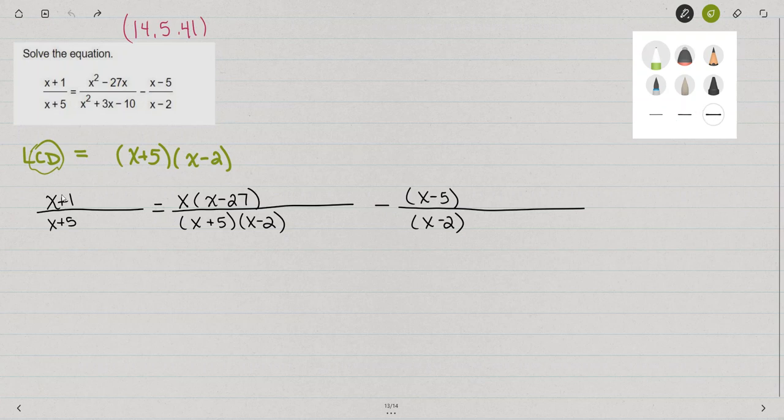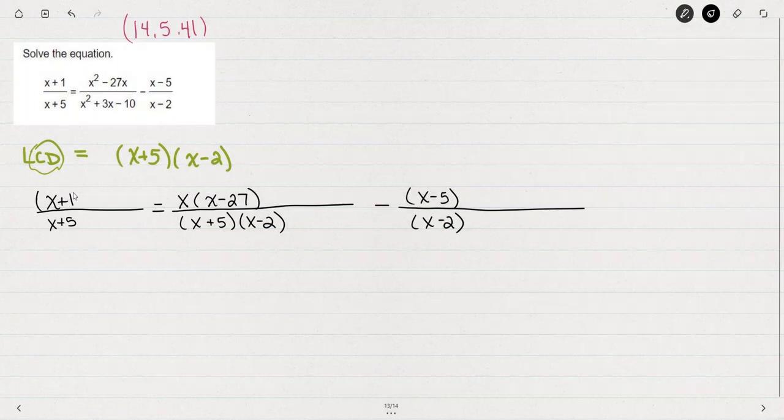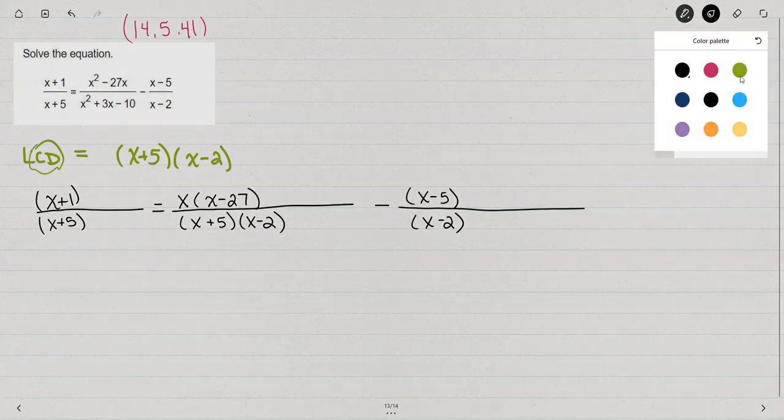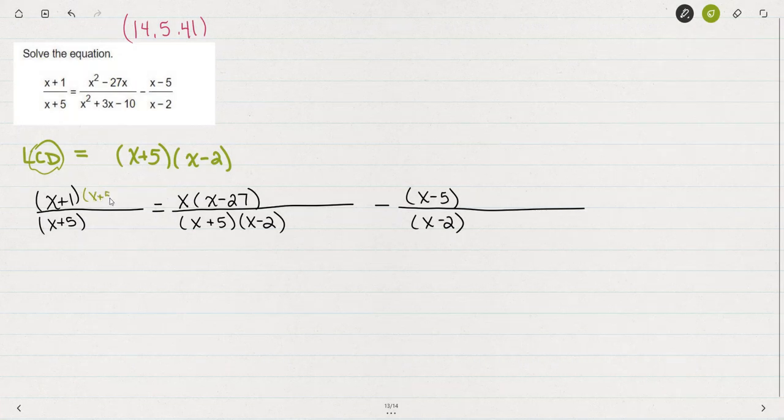I have the original problem written in black. Let me add the parentheses first to everything. I'm going to insert the x plus 5 multiplied by x plus 5, x minus 2 all the way across. Once you have that common denominator all the way across, reduce: x plus 5 over x plus 5 is 1, x minus 2 over x minus 2 is 1.